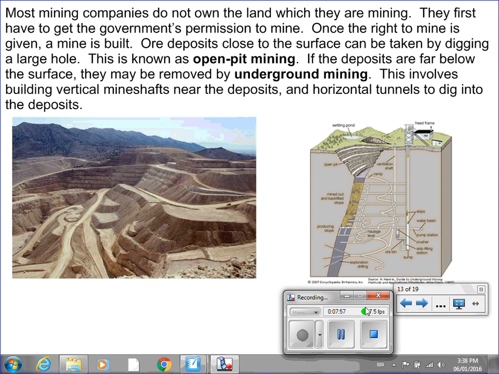So we may see some open pit mining going on in this image here, but this is a diagram showing you what goes on with underground mining, building these series of mine shafts going as deep as possible, making sure that these mine shafts are built as close as possible to the deposits.